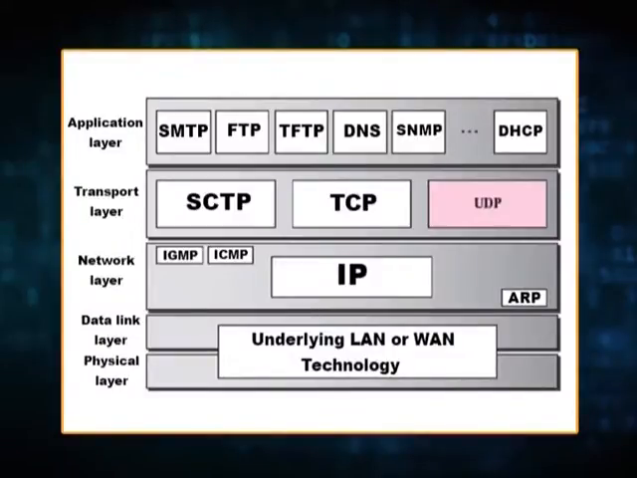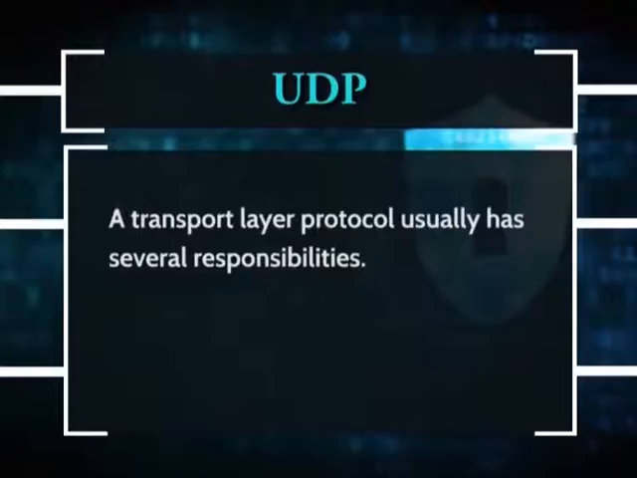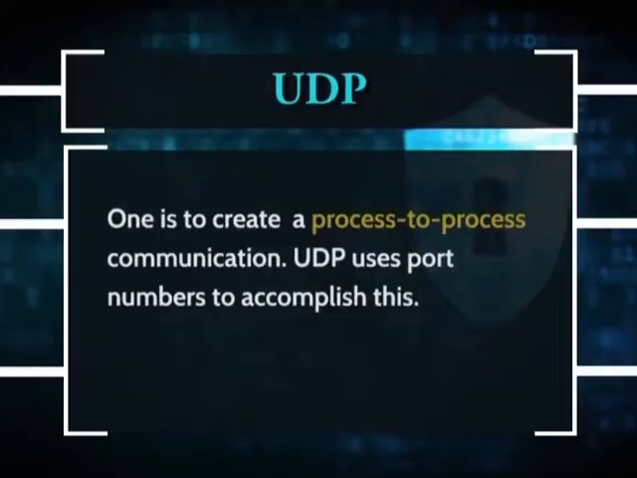The figure shows the relationship of the User Datagram Protocol to the other protocols and layers of the TCP/IP protocol suite. UDP is located between the application layer and the IP layer and serves as the intermediary between the application programs and the network operations. A transport layer protocol usually has several responsibilities. One is to create process-to-process communication. UDP uses port numbers to accomplish this.